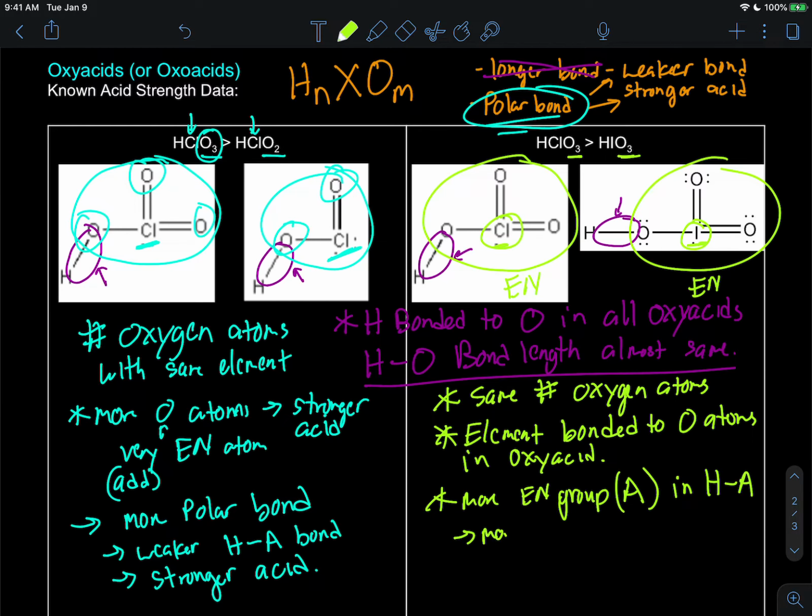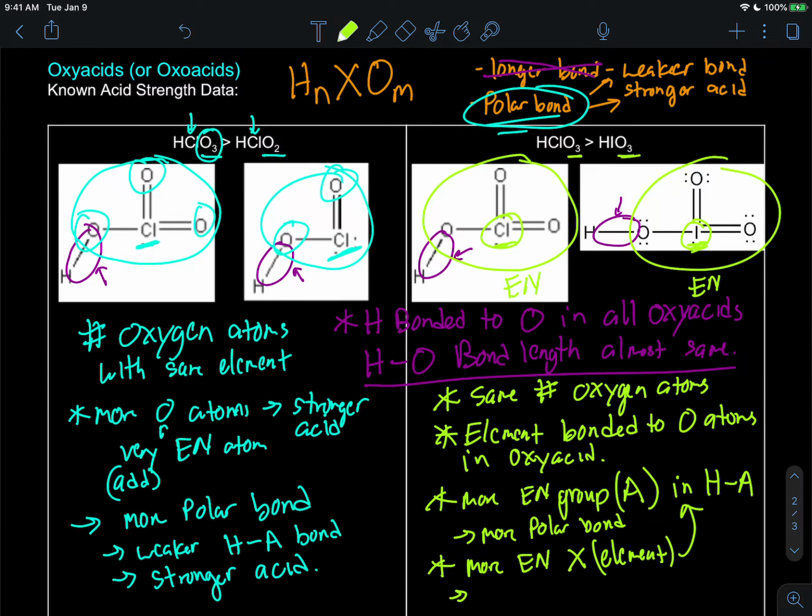We think the difference here is iodine and chlorine. And so what we notice is that the more electronegative our element X in our oxyacid, that's going to lead to a more electronegative group. And so we see here the more electronegative element X, that's going to lead to a weaker bond.